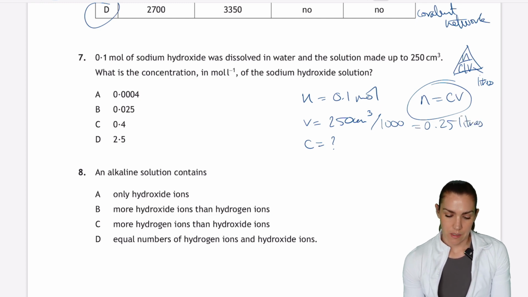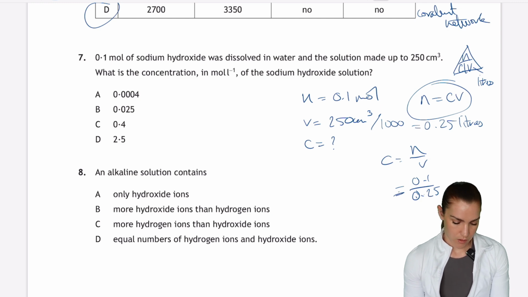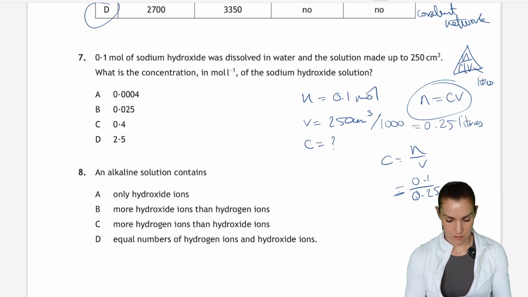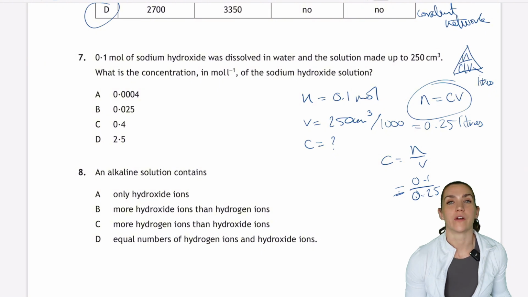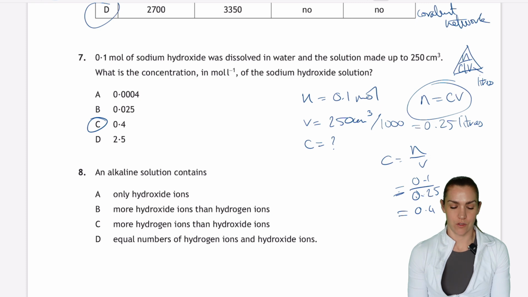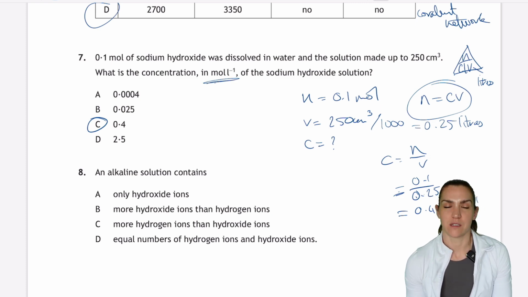Now all we have to do is plug it into the equation. The concentration would be the number of moles over the volume. So we have c equals n over v. So we'd have 0.1 divided by 0.25. And then if you put that in your calculator, I'm going to guess it gives you 2.5. But no, I guessed wrong. It gives you 0.4. So when you put that in your calculator, you get 0.4, and that gives you your answer. The units will be moles per litre, but it's not really important here, and they usually give you the units in the question anyway.